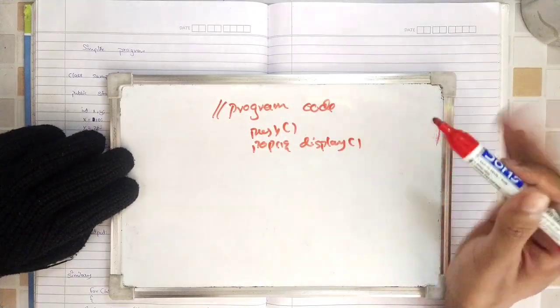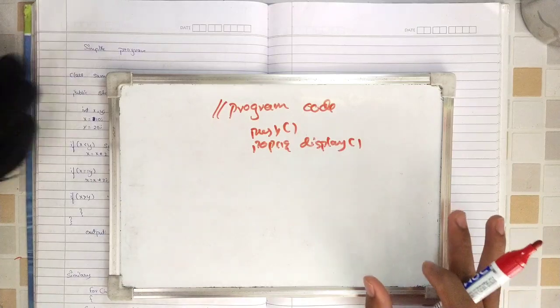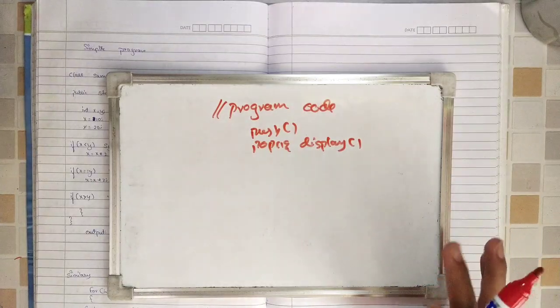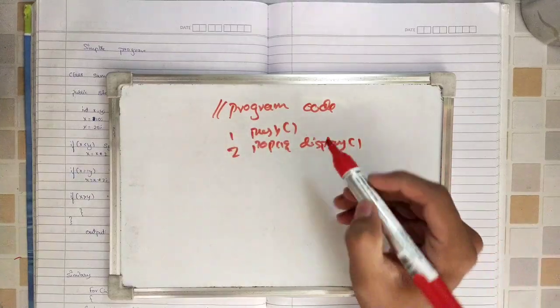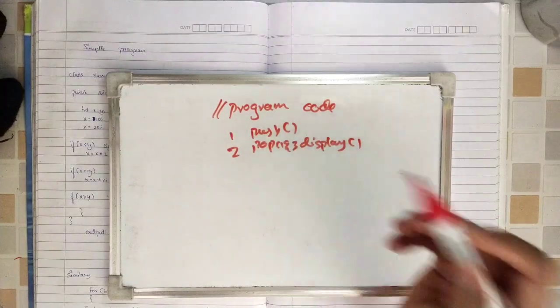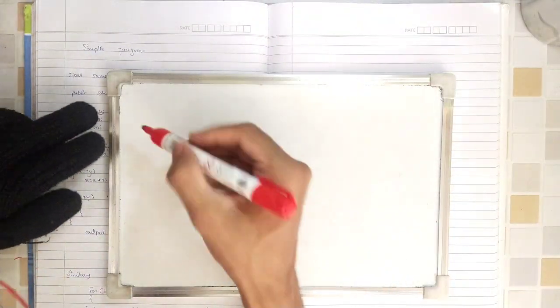So three functions are there, and now you want to write a switch statement menu driven program in which the user has to select. If he enters 1, the push operation will perform. If he enters 2, pop will perform, and if he enters 3, display will perform. Keeping this scenario in mind, let us see how we can write a switch statement.